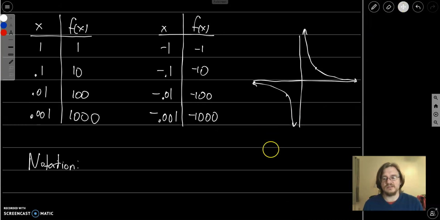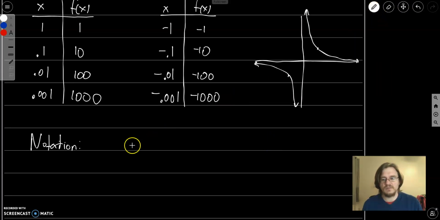So we have some notation for this. So we can say, for instance, as x approaches infinity. So what this means is that x is getting really big. x is getting closer and closer and closer to infinity. This doesn't necessarily make sense. Infinity isn't a fixed number. We can't really get close to it. What this means is x is increasing without stopping, without bound. It's getting bigger than anything.